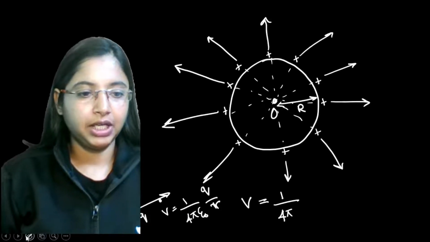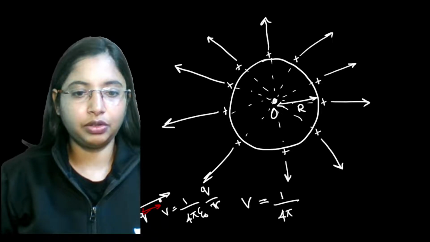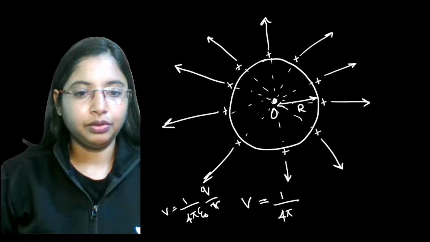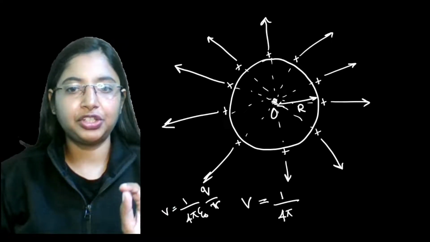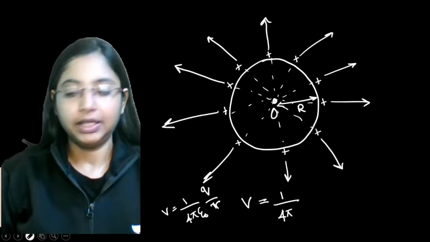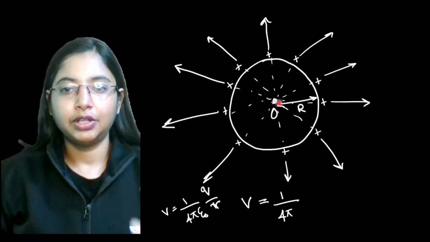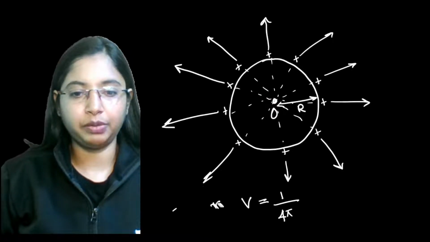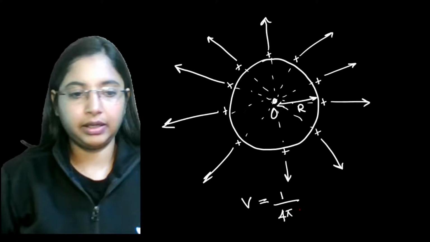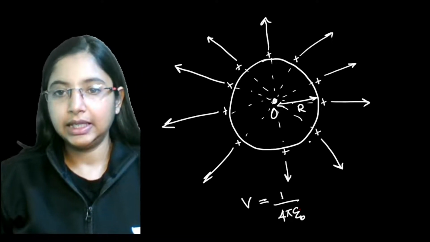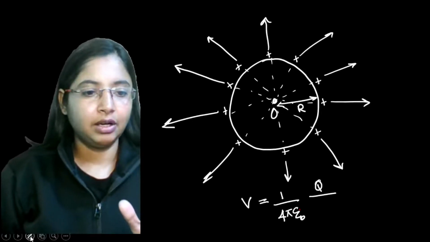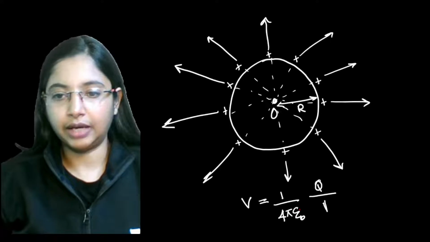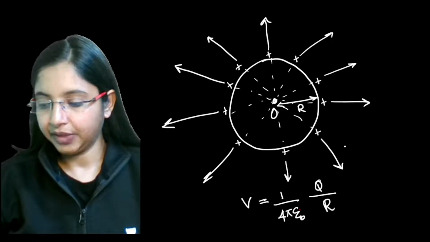Let's say you have a positive charge, and at this distance r you want to find the potential. Then you will introduce the test charge over here. Now in the same case, all the charges that were on the surface, we can assume they are coming from the center. So the potential will be 1 by 4 pi epsilon naught, charge Q divided by the distance, which is R, from the center to the surface. This is your potential.